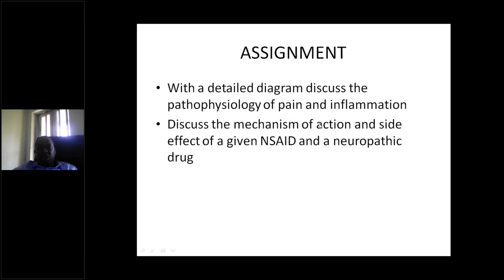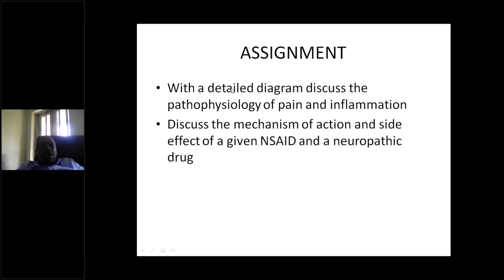So take note of today's assignment. We are going into some pharmacological study right now. First assignment: with a detailed diagram, discuss the pathophysiology of pain and inflammation. Then discuss the mechanism of action and side effects of a given NSAID and a neuropathic drug. Can you take note of this assignment?